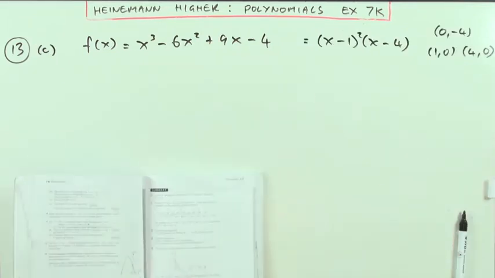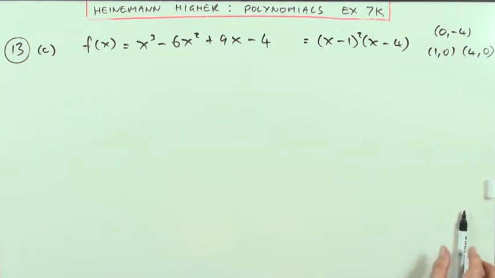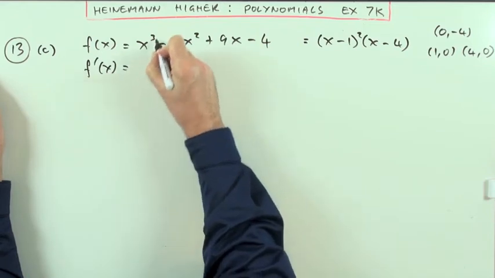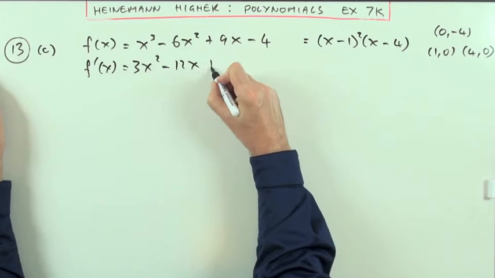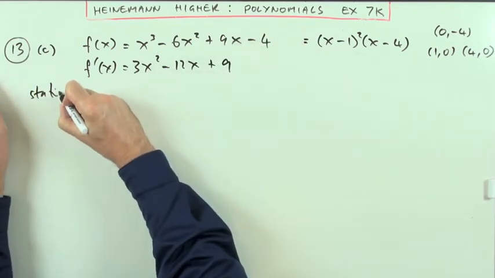Next part. Now part C, find the stationary points and determine the nature of each. Right, so I want to get back to this expanded form. I want to differentiate that then. So that's just going to be 3x squared minus multiply by 2, 12, take 1 off that, and then just the coefficient of the linear term. So I'm going to get stationary points.